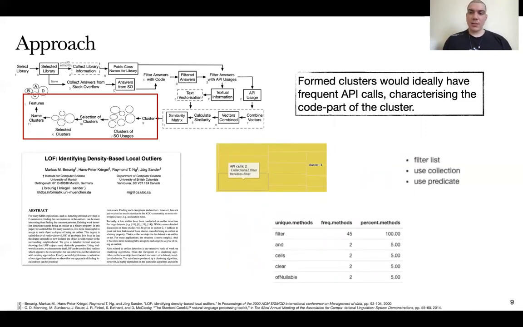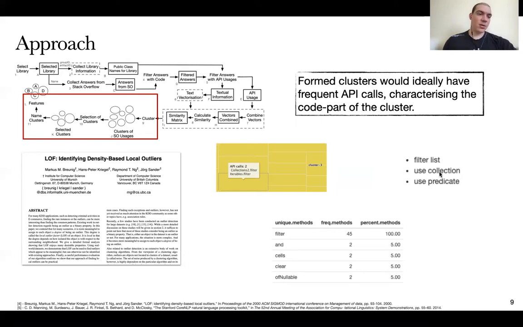Now, with those selected clusters, we processed the natural language information, and we extracted pairs of nouns and verbs by relying on semantic trees. And for these pairs, we also computed their frequency, and we also used the local outlier factor to finally propose a name for these clusters.